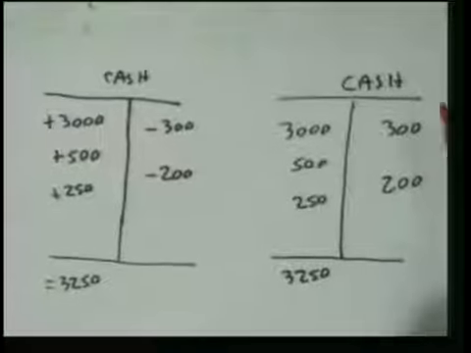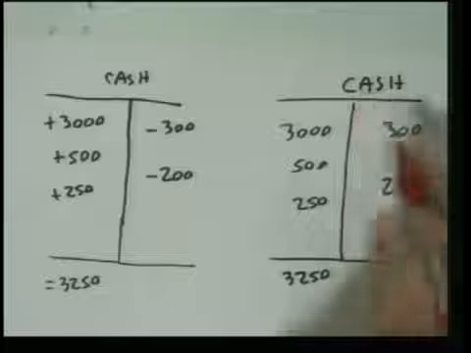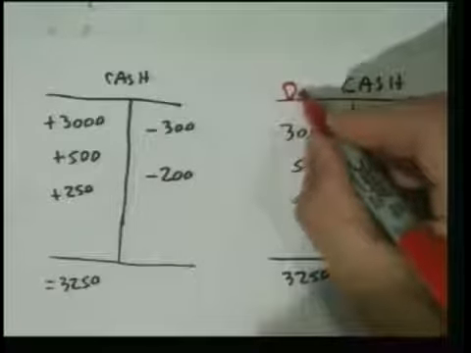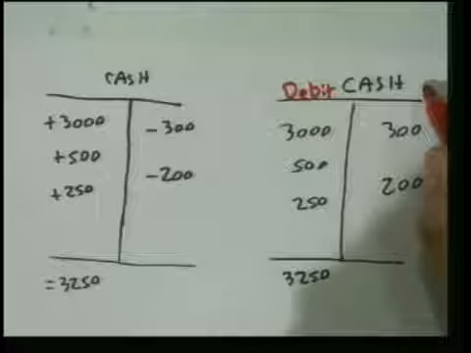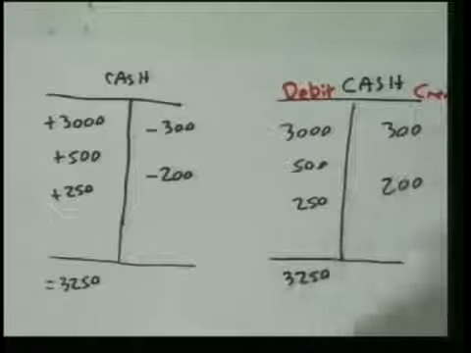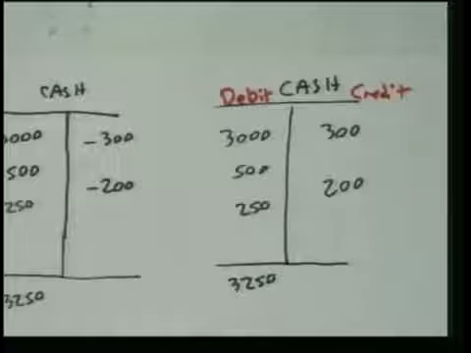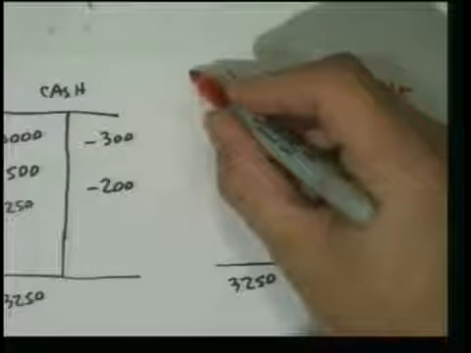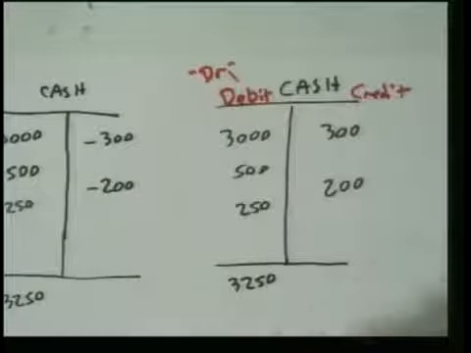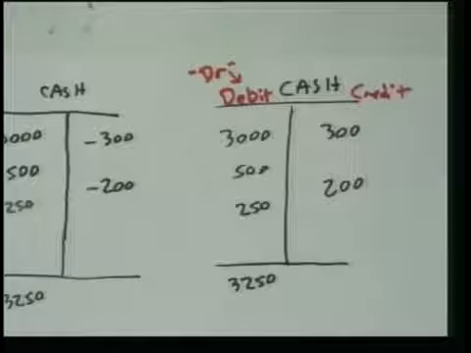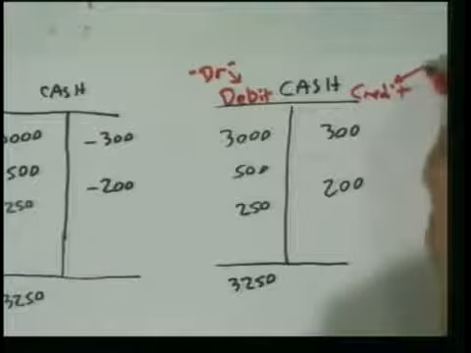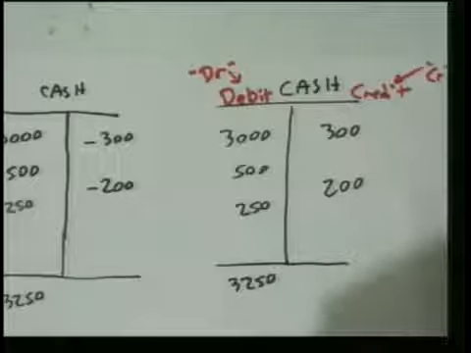Now, this is a T account because, again, this looks like a T. The left side of a T account is called the debit side, and the right side of a T account is called the credit side. Are you with me? The left side is the debit side, and the right side is the credit side. We abbreviate debit with DR. Don't ask me why, I know it doesn't have an R in it, but the way we abbreviate debit is with DR. The way we abbreviate credit is with CR. Okay?